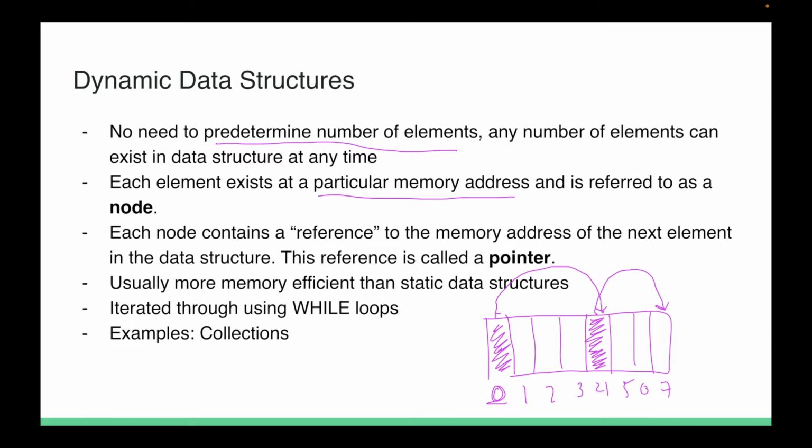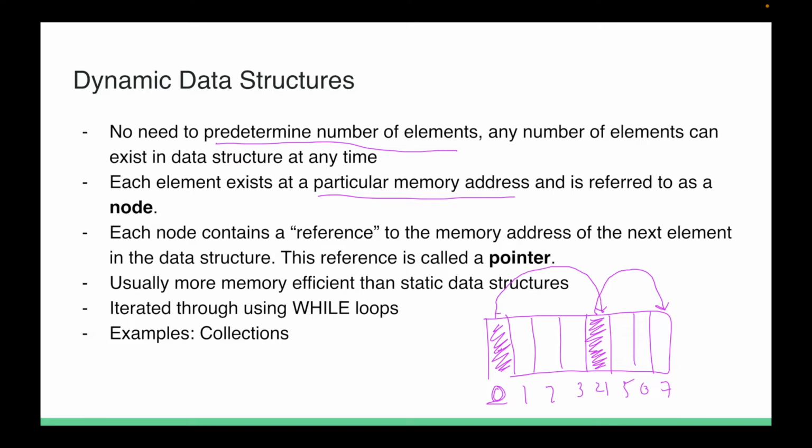This means that we're more memory efficient than static data structures because we can basically put memory anywhere, and we're not pre-allocating a certain amount of memory next to each other. So we can have memory for the same data structure stored all over our RAM, basically where we want. And there's not really going to be any empty spaces sitting there in this data structure.